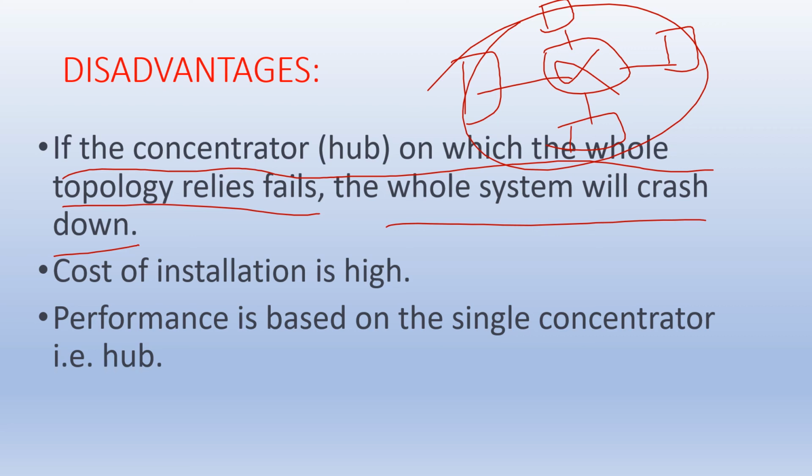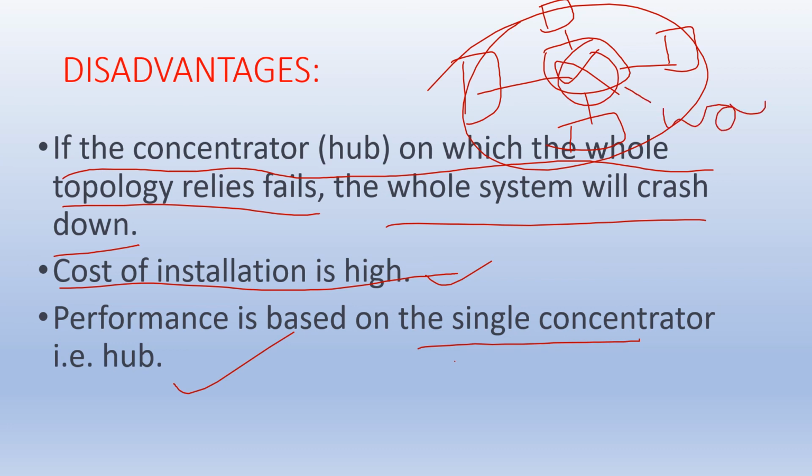The hub requires more resources and regular maintenance because it is the central system of star topology. Cost of installation is also high. Performance depends on a single concentrator, the hub. Here the hub's performance plays a major role in star topology. If the hub works faster, then the data transmission is also fast. If the hub is working slowly, then the total data transmission also requires more time. These are the disadvantages of star topology.